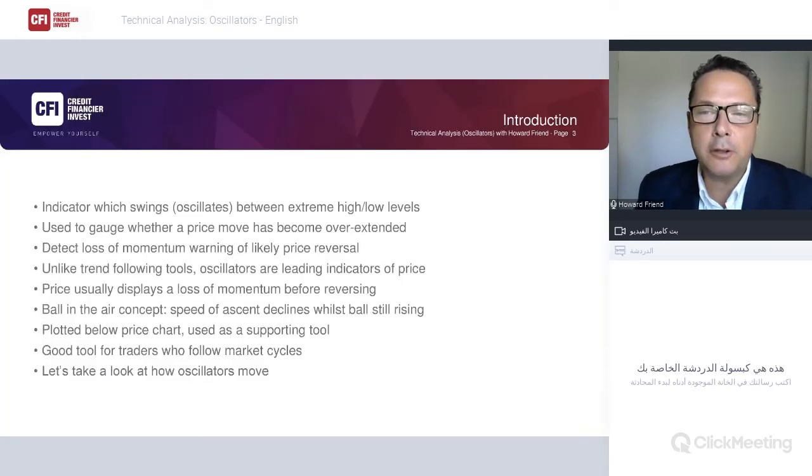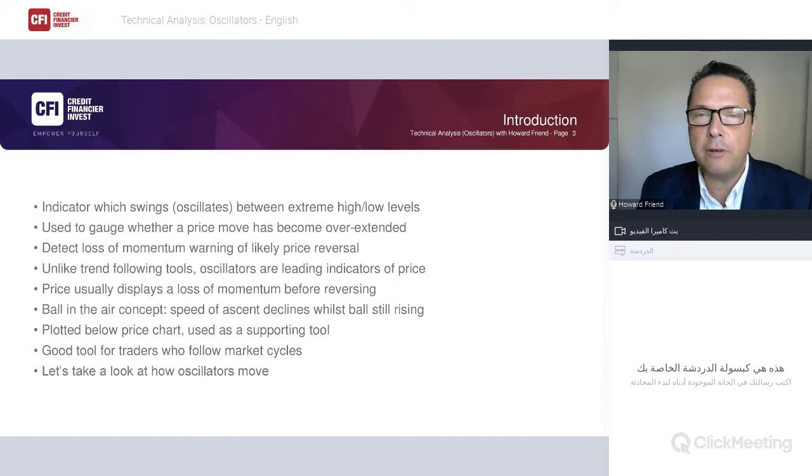So first things first, indicators. The oscillator is an indicator which swings or oscillates between extreme high and low levels. In other words, the market moves from overbought to oversold, a bit like a pendulum swings from left to right, and used to gauge whether a price move has become overextended. So with oscillators, you can detect whether there is a loss of momentum, which typically leads the price reversal.